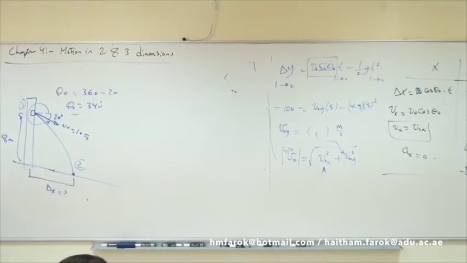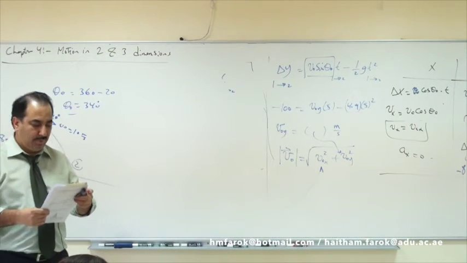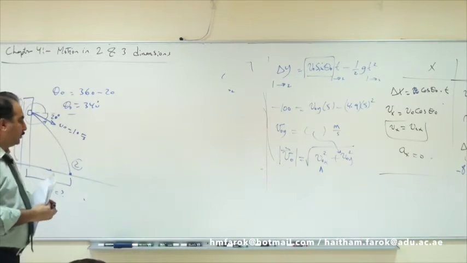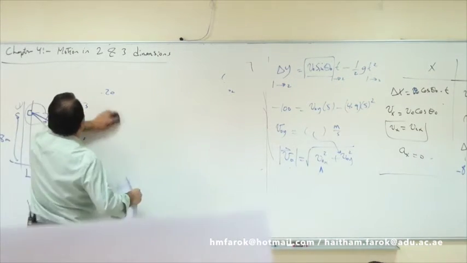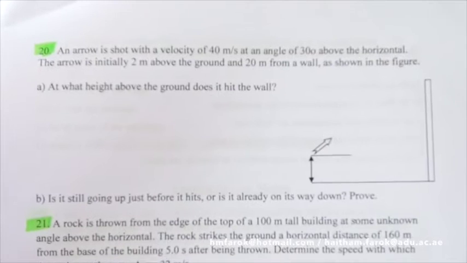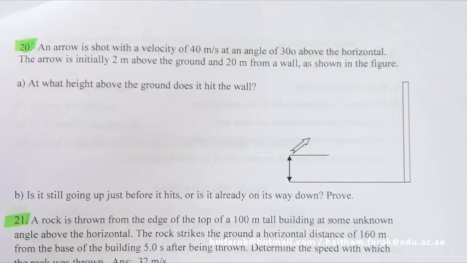Now, question 20, maybe I didn't mark it. It's the same page up. We're just going back, 20. I just want to give an idea here about question 20. An arrow is shot with a velocity of 40 meters per second at an angle of 30 degrees above the horizontal. The arrow is initially 2 meters above the ground and 20 meters away from a wall. There is a wall, as shown in the figure. The question is, at what height above the ground does it hit the wall?